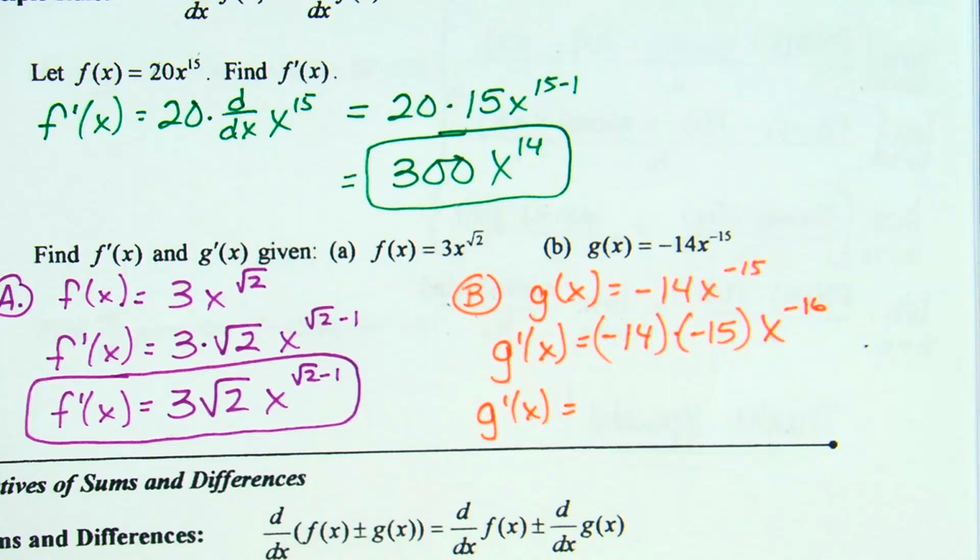Ways to clean that up. Well, negative 14 times negative 15 is 210. So you could possibly write your answer as 210 x to the negative 16. Or, since there's a negative exponent, move it to the bottom, becomes x to the positive 16. 210 has no negative exponent, so it stays on top.